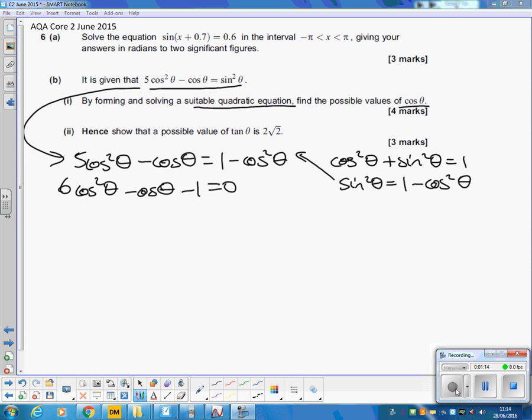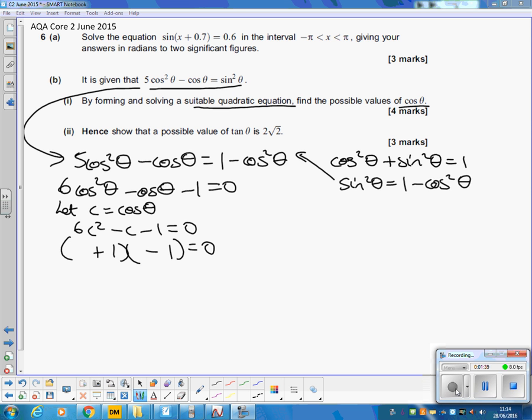Some people find this easier to factorise if you make it a little bit simpler to see. So if I say c is cos theta, then 6c squared minus c minus 1 equals 0. And that's easier to see what we're factorising. So it's got to be 1 and 1. It's going to have to be plus 1 and minus 1 to make negative 1.